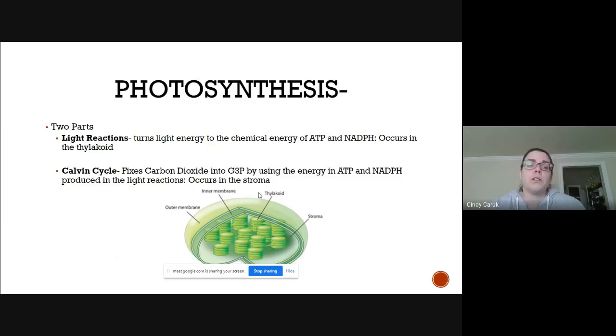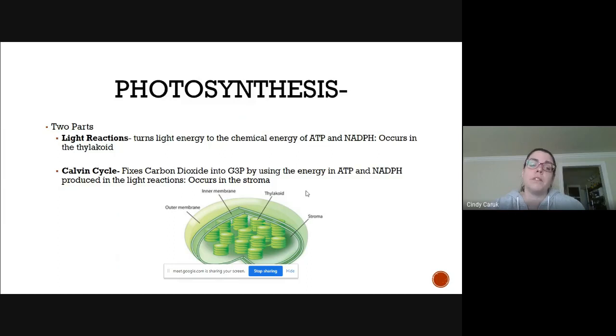All right, you have 2 parts of photosynthesis. You have your light reactions. Those are turning light energy into the chemical energy of ATP and NADPH. Don't get this confused with NADH. So think P for photosynthesis. And that's going to occur in these thylakoids. Again, high surface area, low volume. A group of thylakoids are called grana.